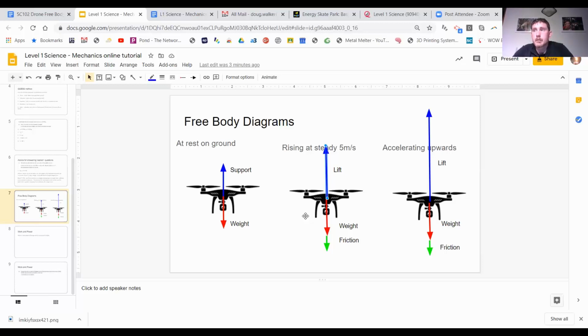At some point, the object will be going so fast that the frictional force will equal the weight force. At that stage, the object stops accelerating, and we say that it has reached what we call terminal velocity, the fastest speed that it can go at in falling.